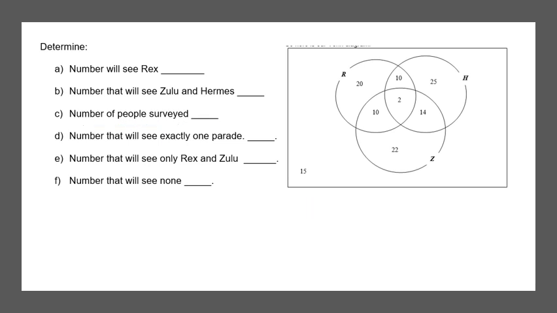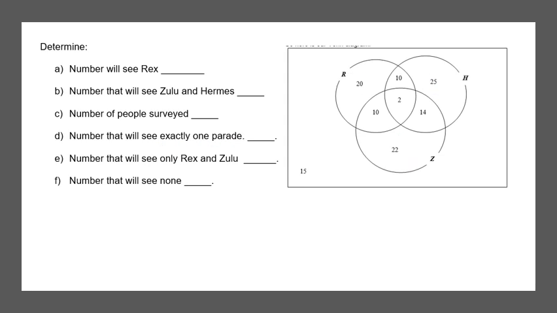The number that will see exactly one parade. Well, if you're standing here, you're only seeing Rex. If you're standing here, you're only seeing Hermes. If you're standing here, you're only seeing Zulu. So you add these up, 20 and 25, 45, 65, 67, right? So 67. Moving on. Again, hopefully you're trying this yourself.